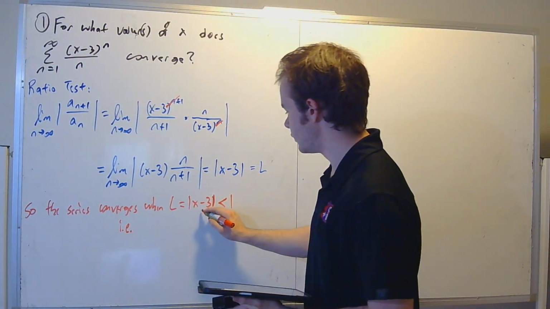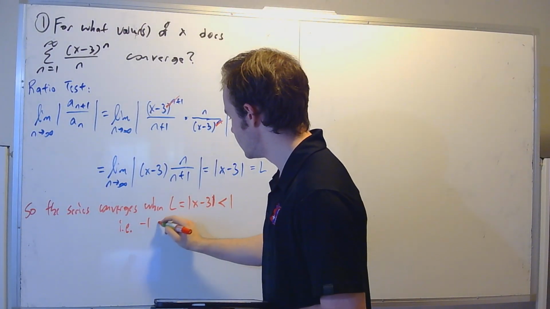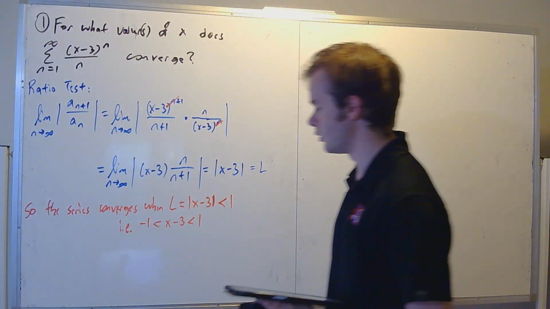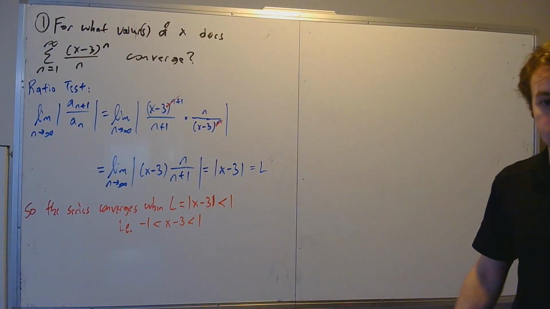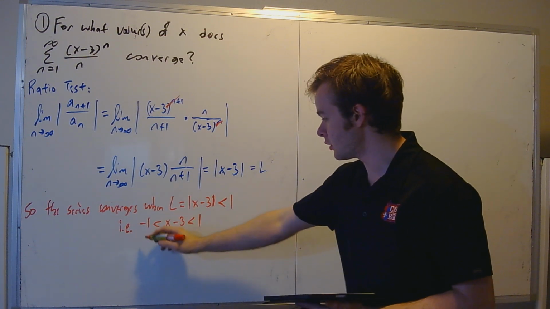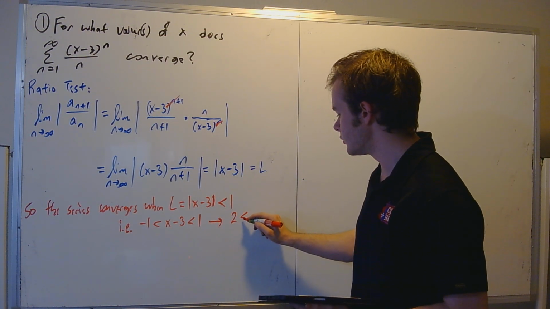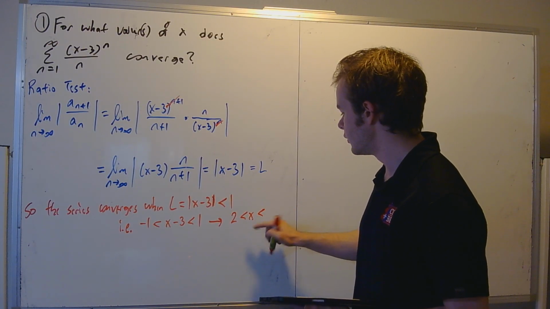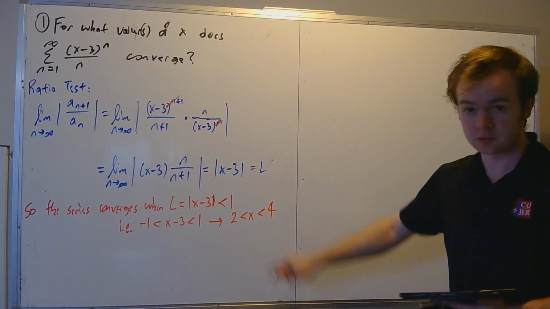If we go ahead and say that this absolute value is less than 1, then that means that negative 1 is less than x minus 3 is less than positive 1. So that's how you just get rid of those absolute value symbols. You just wedge it in between those two. And if you just add 3 to both sides, then you're going to get that 2 is less than x is less than 4. So it's going to converge when x is between 2 and 4.